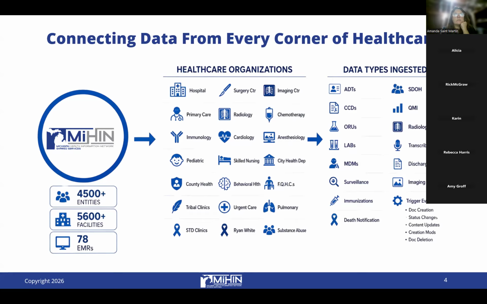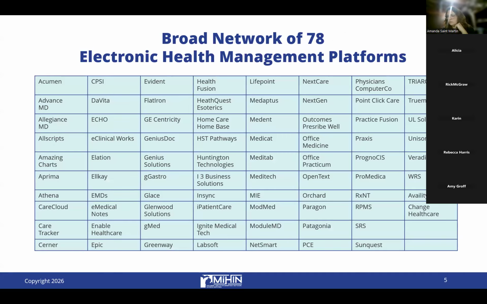And the types of data that we get from all of our participants are any type of healthcare data that is available. If they submit it to us, we can take it, between ADTs and CCDs, down to imaging reports, immunizations, public health reporting. We work with any and all kinds of data, and we can ingest any and all kinds of data. And so our goal is to take all of this data from all of these markets, and all of these EMRs. And sometimes people don't believe me on the EMRs, so I do like to show these are the 78 different EMRs that we actually work with.